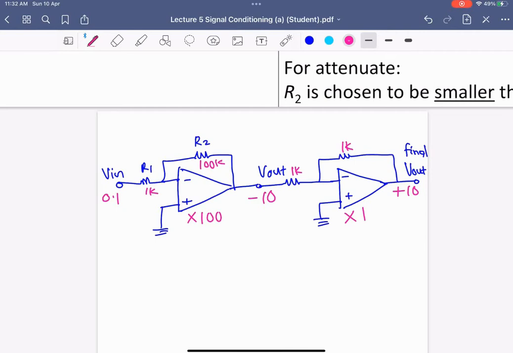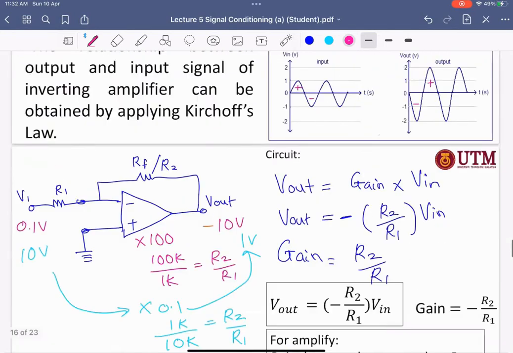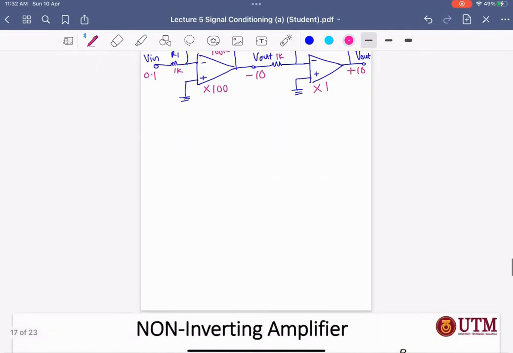Okay, do you understand or not? Wow. Okay. So that means you just need a second inverting amplifier, then you use the same value for both resistors. All right, so this is the inverting circuit. Okay, so let's move on.